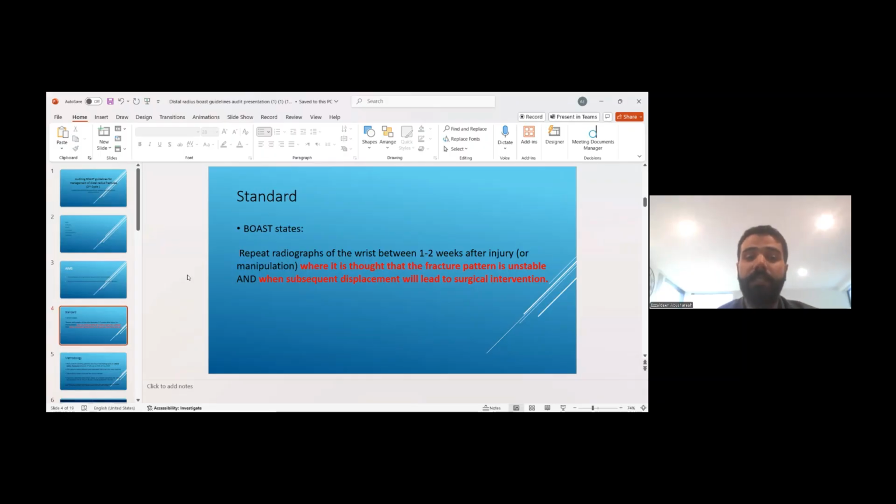Basically, BOAST states to repeat radiographs of the wrist between 1 and 2 weeks after injury or manipulation where the fracture pattern is thought to be unstable and where subsequent displacement will lead to surgical intervention. That means you need to repeat X-rays for a patient with a distal radius fracture if the fracture is unstable and you are planning surgical intervention if there is displacement. Otherwise, there is no need to repeat the X-rays.